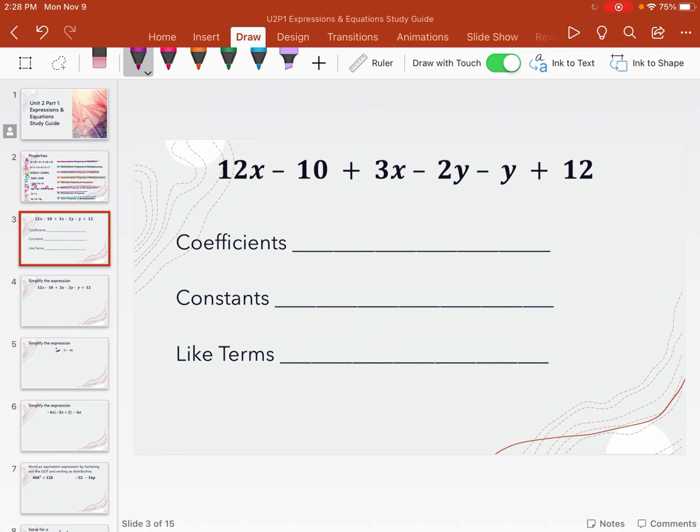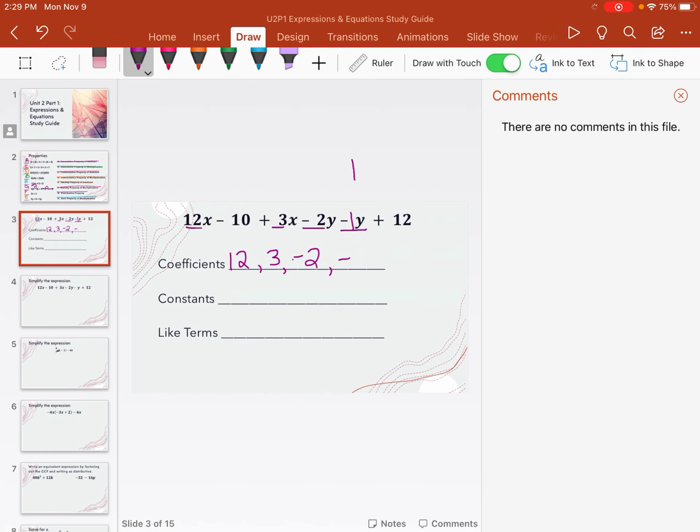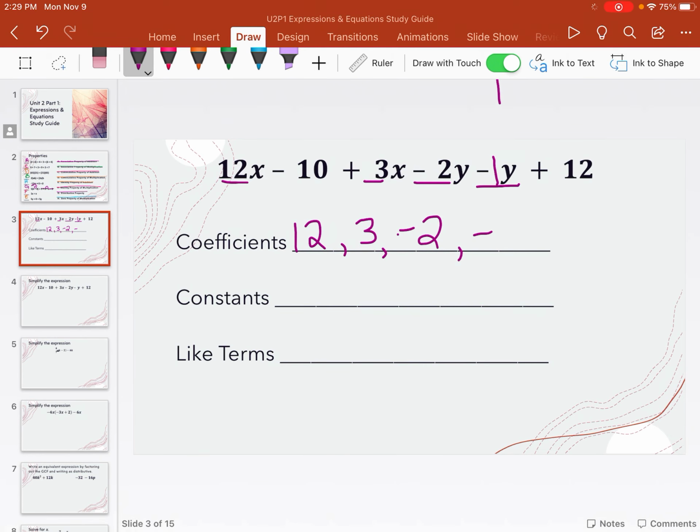Okay, let's identify our parts of our expressions. So coefficients, remember, coefficients are your co-pilots. That's the number that's being multiplied by the variable. So we've got 12 in this 12x, this 3 in the 3x, this is a negative 2. And then here, remember, every pilot has a co-pilot, so this has our invisible 1. It's a negative 1, though. Oopsies. Okay.